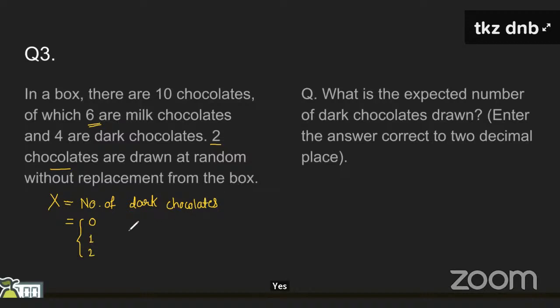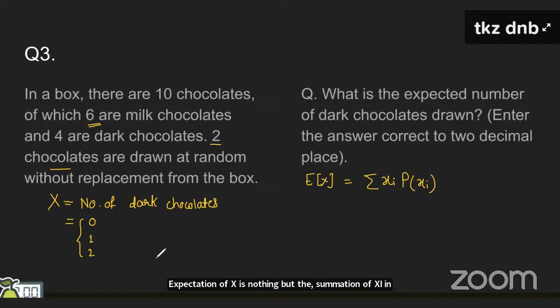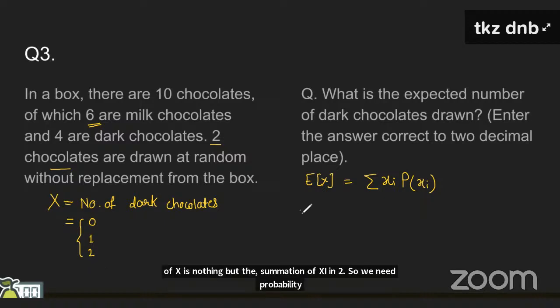So we want to calculate the expected number. To calculate the expected value of X, we need one more thing. The expectation of X is nothing but the summation of xi into p of xi. So we need the probability of X equal to 0, the probability of X equal to 1, and the probability of X equal to 2. So how will you calculate the probability of X equal to 0?